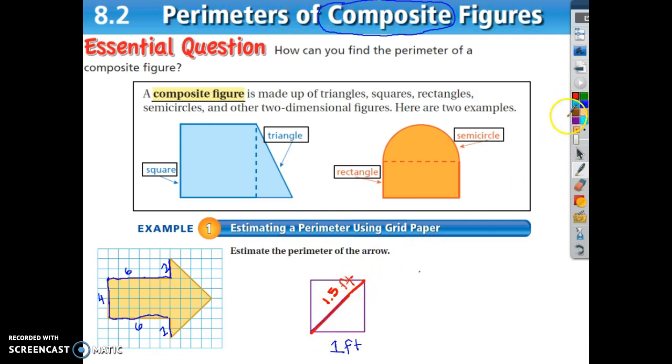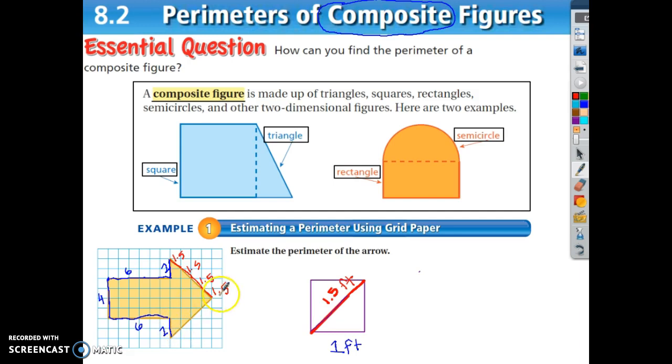So we're going to call this 1.5, and now I can count the diagonals along my arrow. Corner to corner, diagonally, that's 1.5. Another diagonal gives me another 1.5. Another diagonal from corner to corner gives me 1.5. And another diagonal from corner to corner gives me another 1.5.